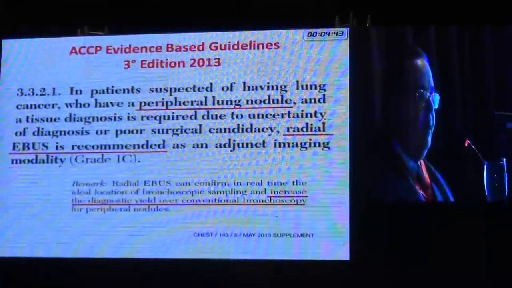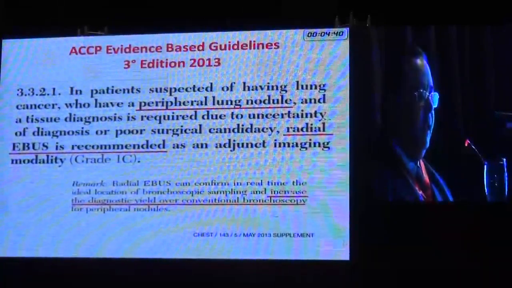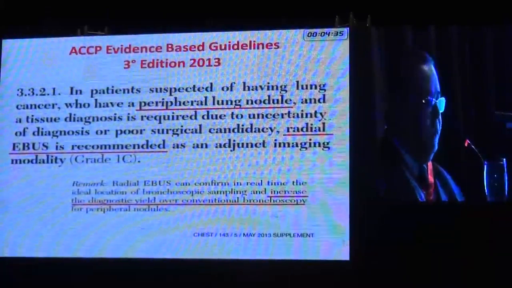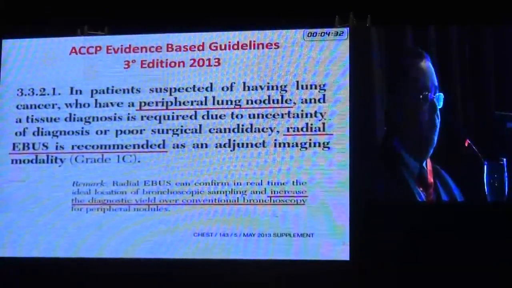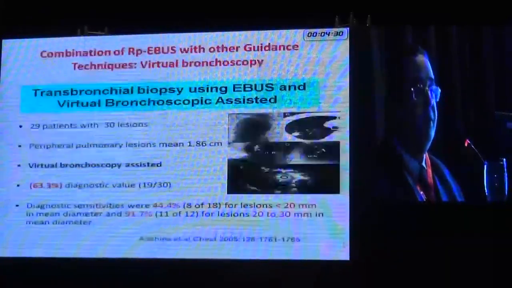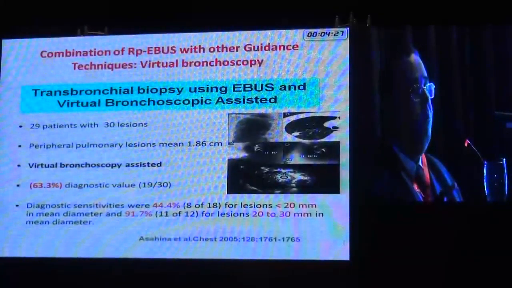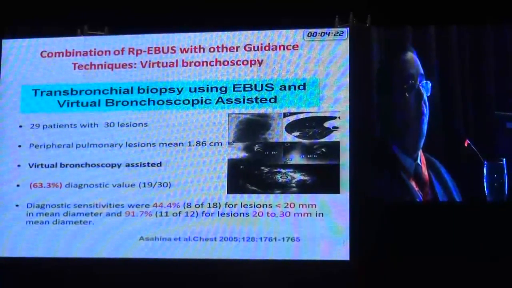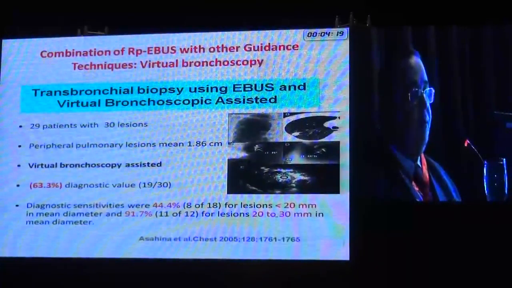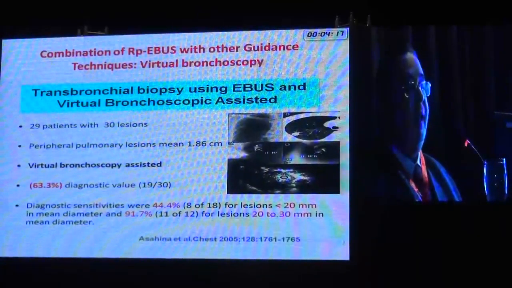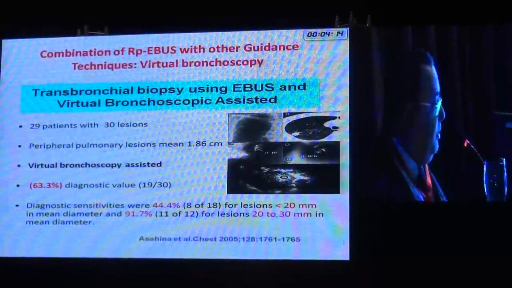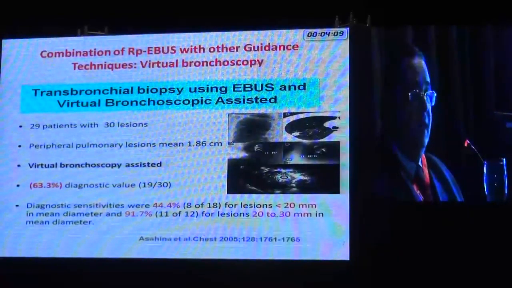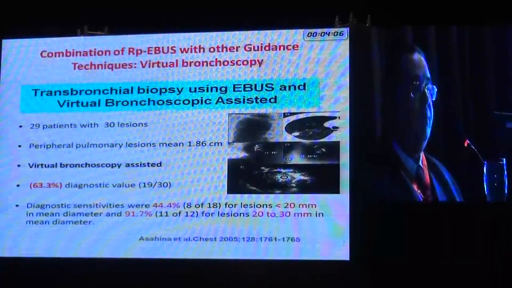Even the American College of Chest Physicians, in their evidence-based guidelines, recommend that in peripheral lung lesions you can use radial probe EBUS to increase your diagnostic yield over the other conventional methods. Also, it is important to combine the radial probe EBUS with other guidance techniques, for example virtual bronchoscopy. When you combine it with virtual bronchoscopy, you reach a diagnostic yield of 63%, and much more, 91%, if the lesion is between 2 to 3 centimeters, and less, 40%, when it is less than 2 centimeters.